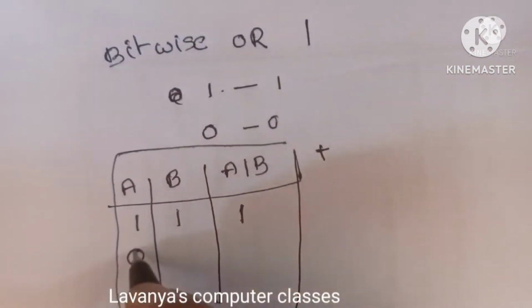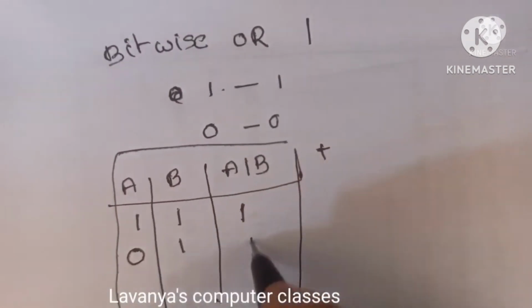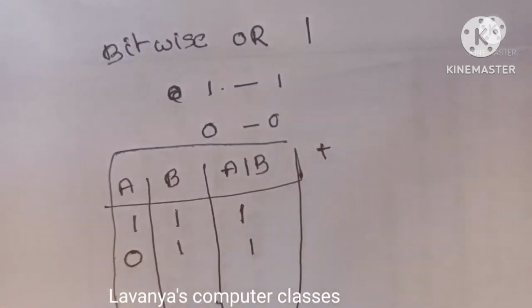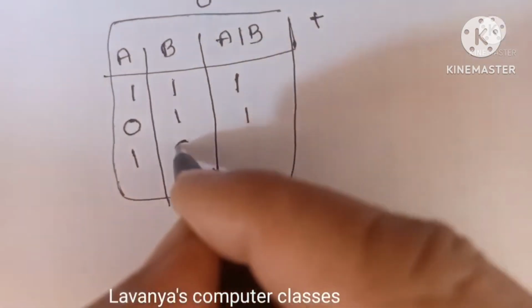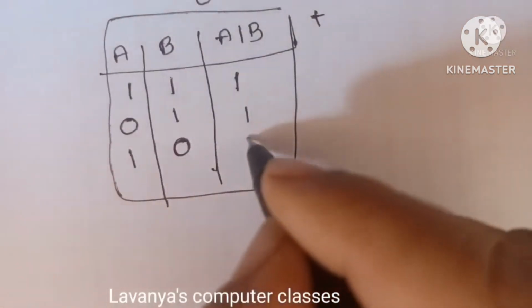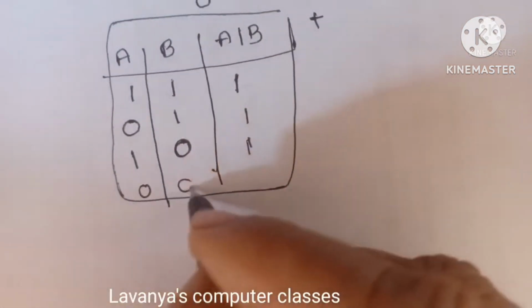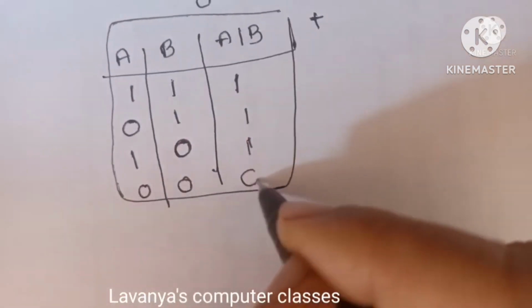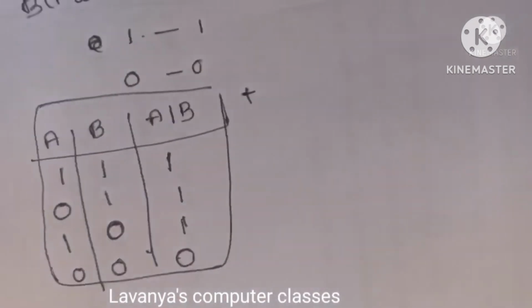If the first bit is 0 and the second bit is 1, one bit is 1, so the result is 1. Any one is 1, the result is 1. If the first bit is 1 and the second bit is 0, then what is the answer? 1 only, because one bit is 1. If both the bits are 0, then only the result is 0. So this is the truth table for the bitwise OR operator.